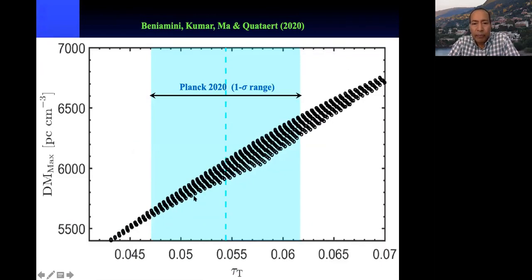X-axis is Thomson optical depth. Y-axis is the DM of FRBs, and the shaded region is consistent with Planck 2020. So this is the region, this Thomson optical depth consistent with Planck 1 sigma result. And you can see that range of optical depth consistent with Planck has a spread in the DM max of about 600 parsec per cc. So by making a measurement of DM max of the FRBs to better than about 500, one can do better than the Planck 2020 result.